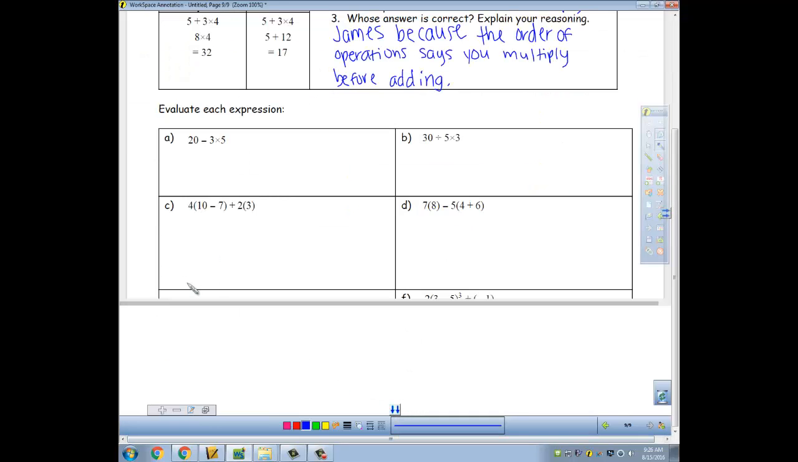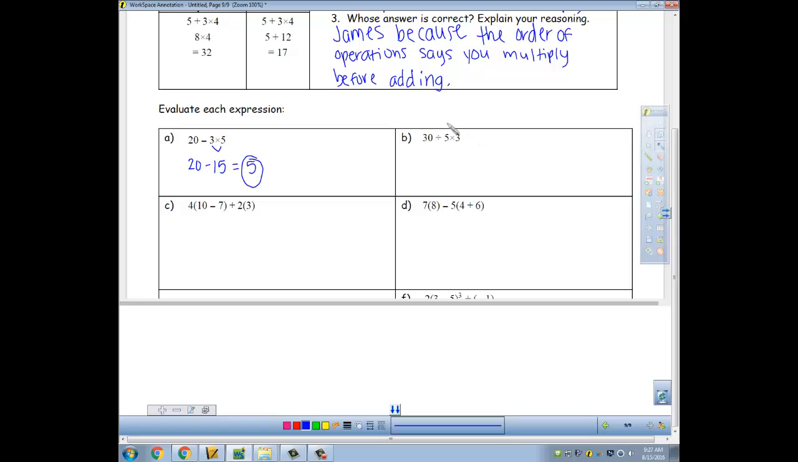Okay, now we're going to look at some examples. Part A, 20 minus 3 times 5. So this is very similar to what we just looked at with Tyler and James. So we are going to multiply first to get 20 minus 15, and then 20 minus 15 is 5. So don't do 20 minus 3 is 17, and then 17 times 5. Think of order of operations, we need to multiply first.